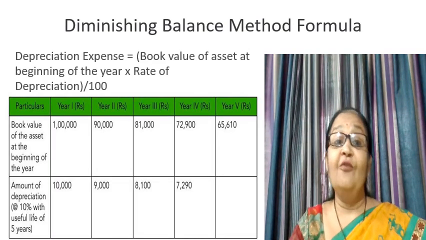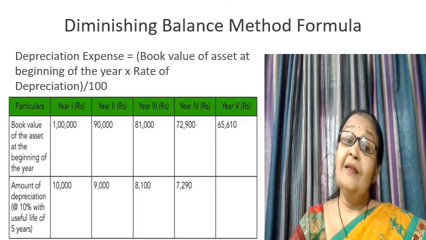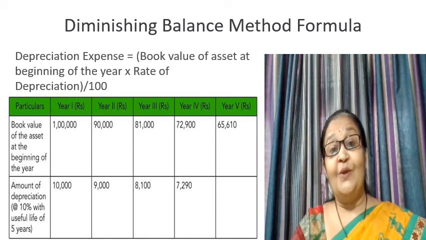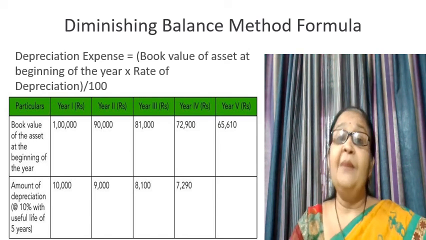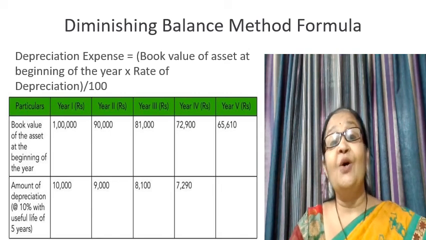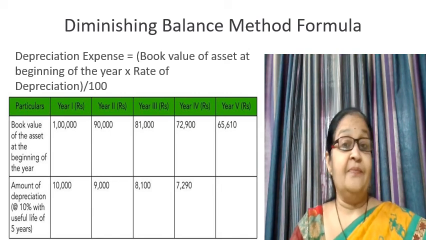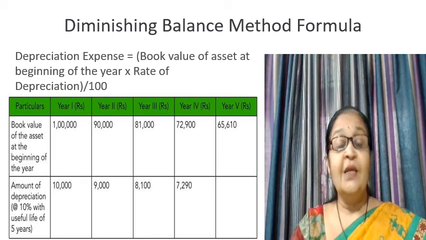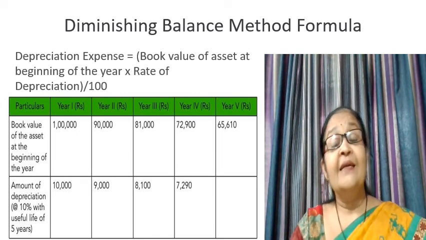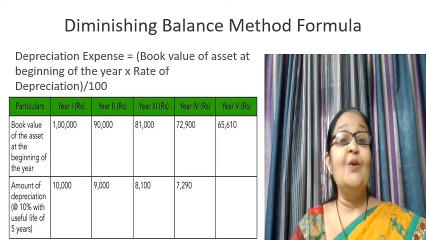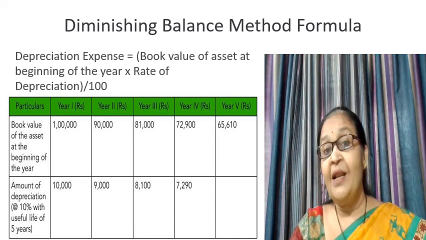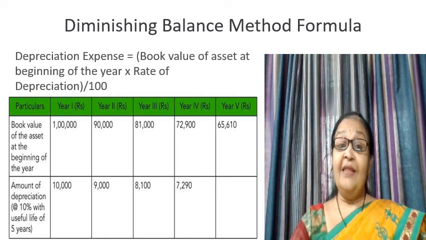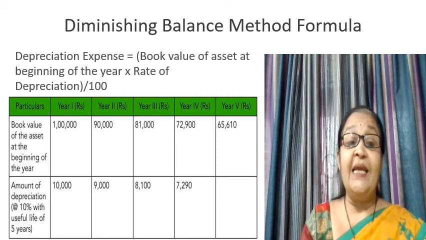Now, here comes the formula, friends. Depreciation expense is equal to the book value of the asset at the beginning of the year multiplied by the percentage or the rate of depreciation divided by 100, of course. If the word is rate, then divided by 100. If we are using the word percentage, there is no need to write the number 100. There is a table which you are seeing.